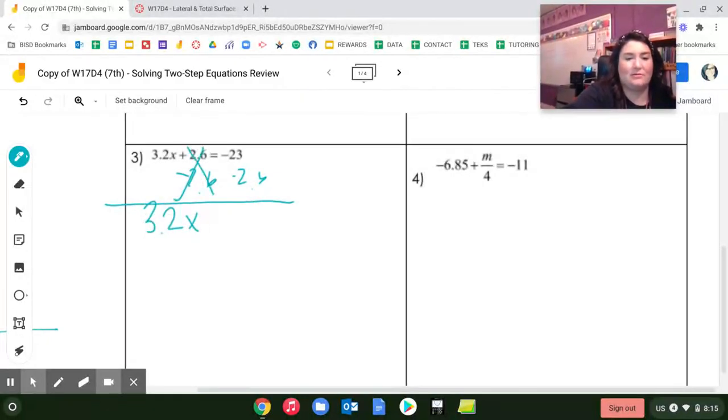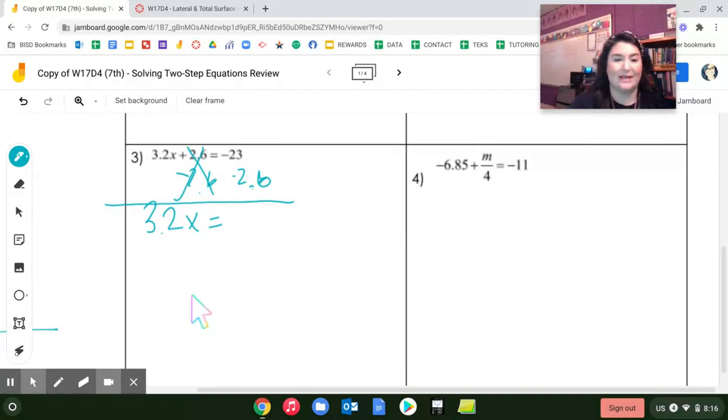This cancels out. And here's where a lot of people get stuck: a negative minus a negative, a negative minus something. Think about a number line. When you add, you move to the right. You get bigger. When you subtract, you're moving to the left because you're getting smaller. Same thing when you're working with integers, okay? Think about a number line.